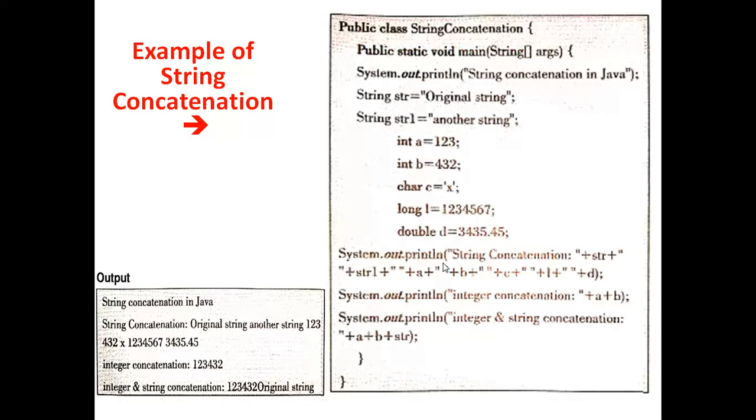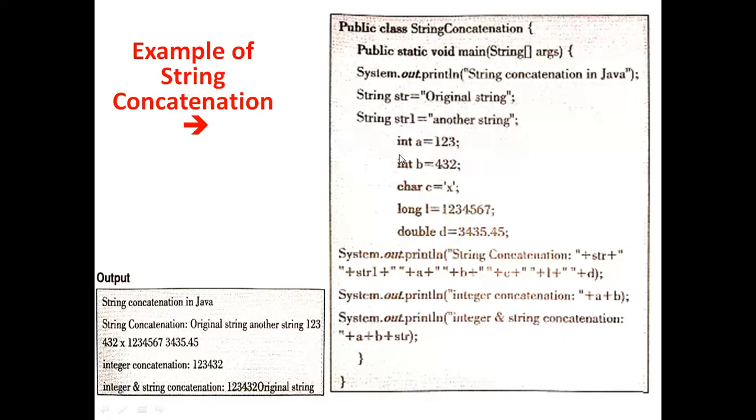As we have seen concatenation, that is joining of two strings, the same thing is explained in this program. In this, we have created one class having the name StringConcatenation, in which we have written the main function. In the main function, we are displaying string concatenation in Java by using System.out.println. Afterwards, I have created one string variable, that is str, which is of string type, in which I have stored an original string. I have created another variable str1 of string type, and in that I have stored another string.